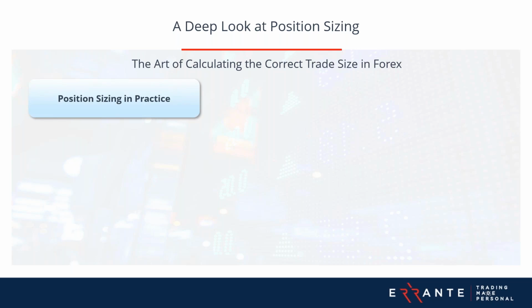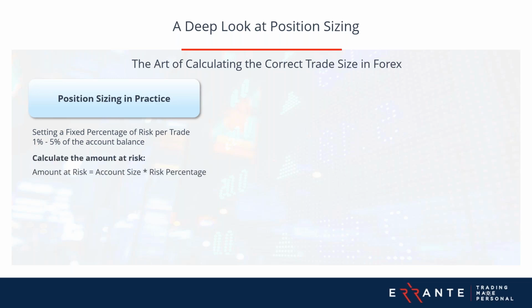Let's discuss position sizing in practice. Position sizing involves setting a fixed percentage of risk per trade, typically 1% to 5% of your account's balance, depending on your risk tolerance. This careful calculation ensures that each trade is proportional to your trading capital, which helps in maintaining consistent risk management across all trades. Let's break down the steps involved in calculating position sizing.